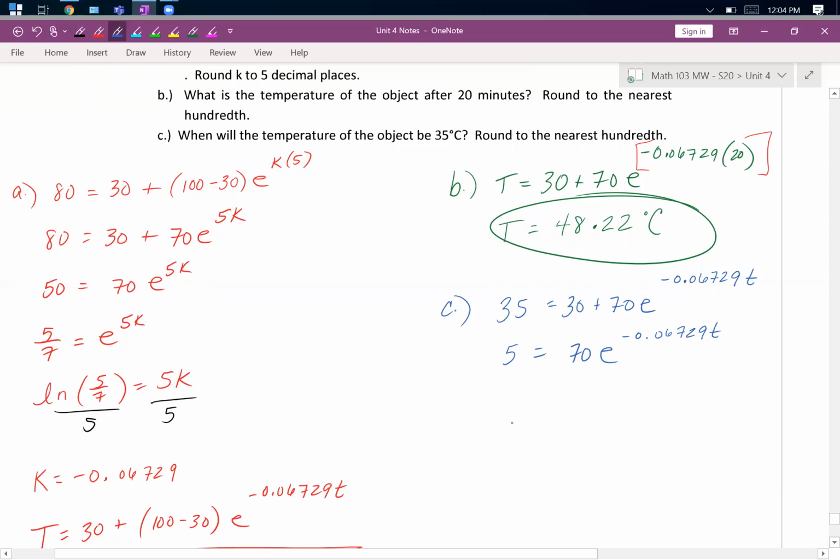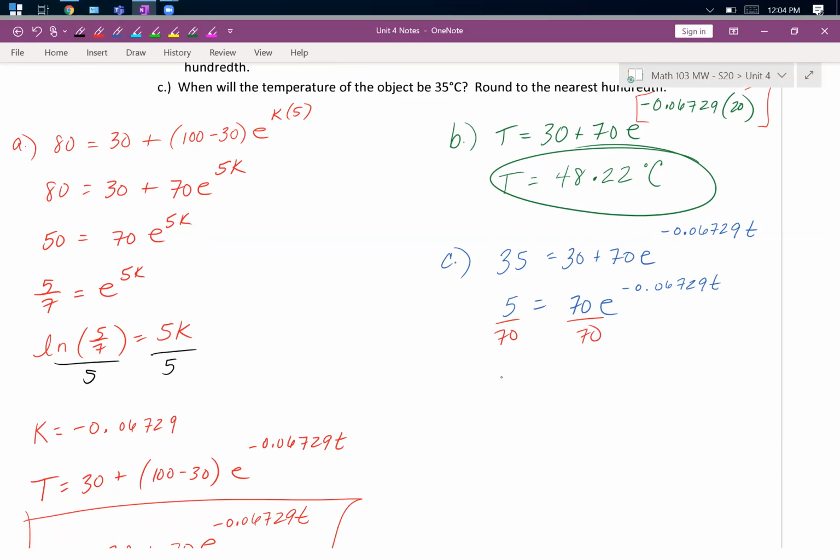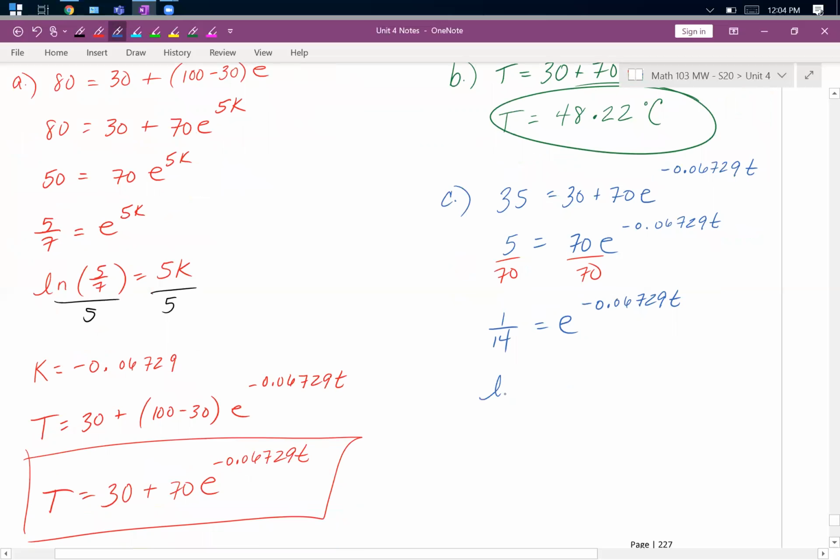I think I'm going to simplify that just a little bit. That'll go down to 1/14. But we know we're going to plug it into our calculator, so if you don't feel like doing that, there's no reason you can't just leave it. Now we're ready to rewrite it in logarithmic form. Natural log of 1/14 equals negative 0.06729 t. And then the last thing we're doing is dividing.